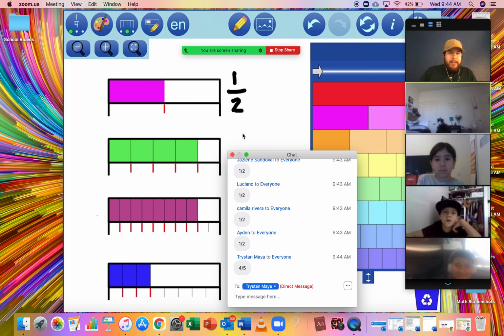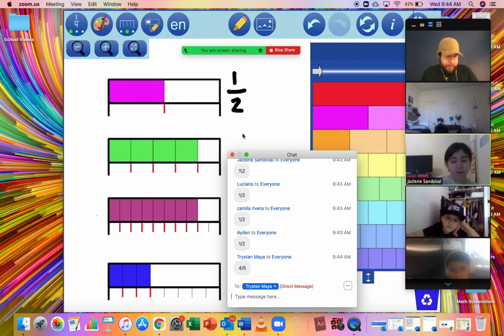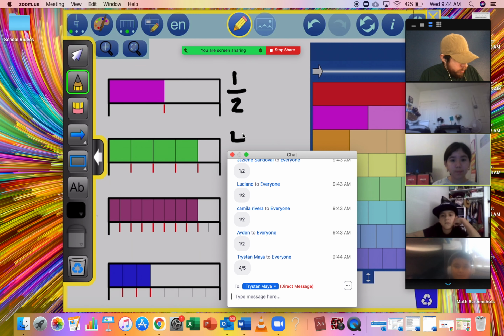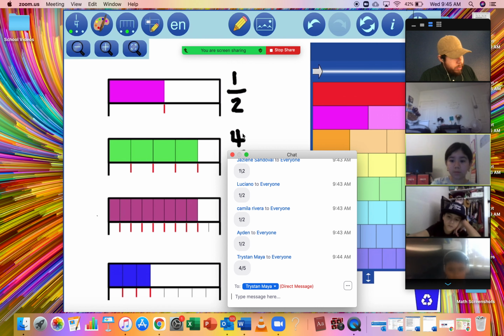Jasleen. Jasleen, go ahead. The green one. What fraction is that? Thank you, Justin. So there's 5 total and 4 are shaded, which makes it 4/5. Thank you.